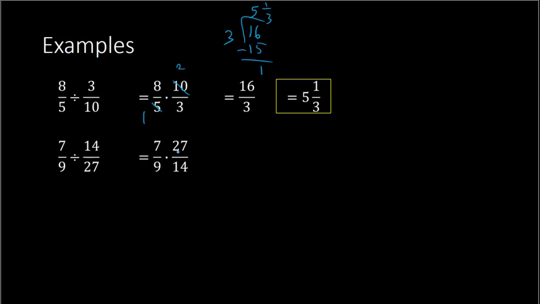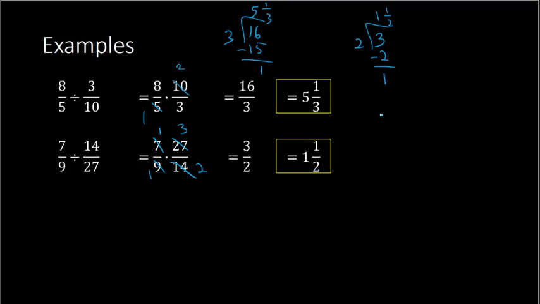Now again, anything on the top can divide with anything on the bottom. So the 7 and 14, you can divide both by 7 to get 1 and 2. 27 and 9, you can divide both by 9 to get 3 and 1. So now we have 1 times 3 on the top over 1 times 2 on the bottom, which gives 3 over 2, which can be written as a mixed number. 3 divided by 2, we get 1 and then a remainder of 1, so that is 1 and 1 over 2, or 1 and 1/2. So our solution is 1 and 1/2.